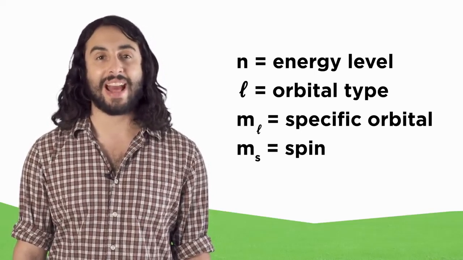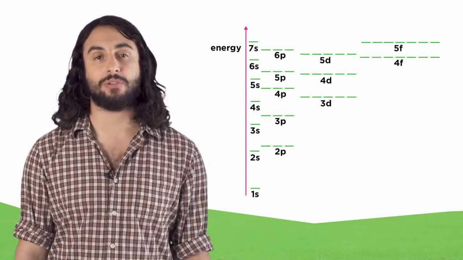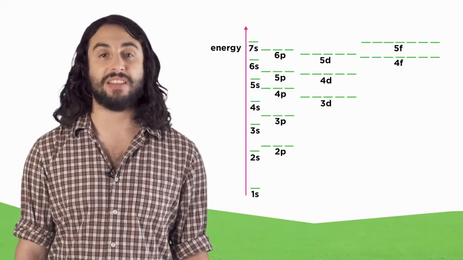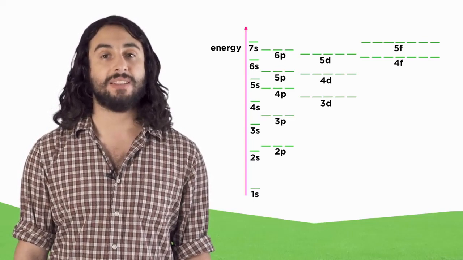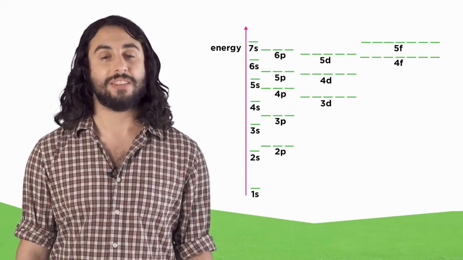Each electron in an atom has a unique set of quantum numbers, and an atom will fill up orbitals with electrons according to the Aufbau principle until all of its electrons have a place to stay. This is a tricky concept, so if you feel confused, try watching one more time from the top. Otherwise, let's check comprehension.